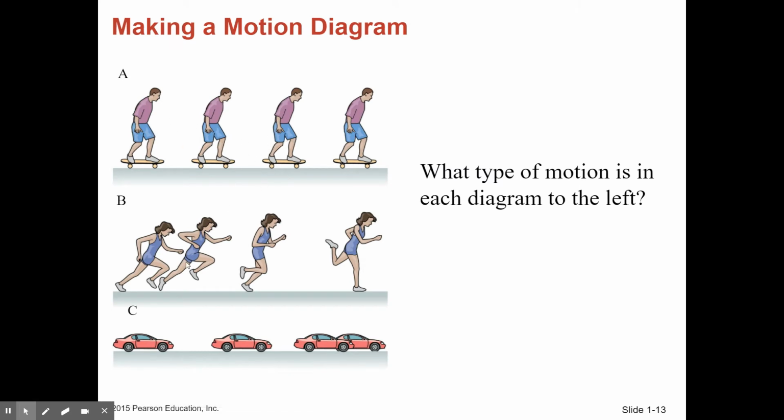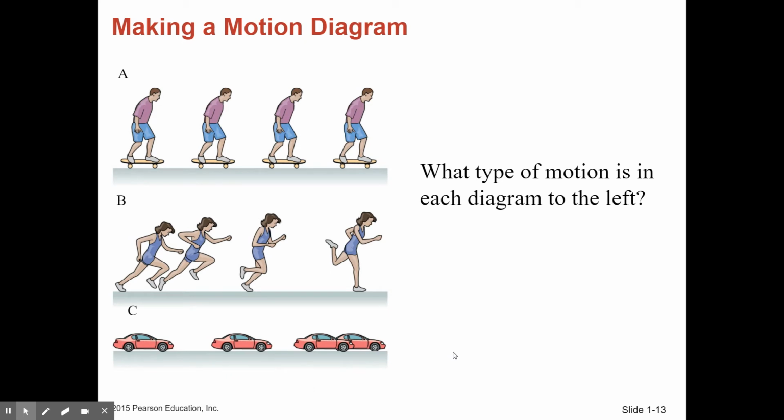All right, so here's another motion diagram. We have a guy on a skateboard, a person running, and then we have a car moving as well. So which type of motion is in each diagram to the left? If I were to ask you what's happening with this skateboarder, think about what he's doing. Think about her. What is she doing? And then think about the car and what it is doing. So if you were to describe the motion, you can tell me what you think. Take a moment and think about it. What is each one of those diagrams showing you?